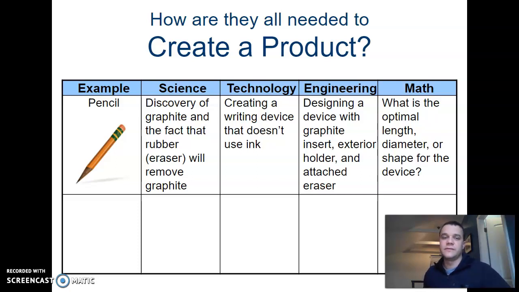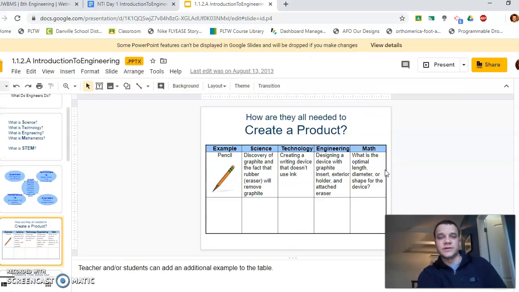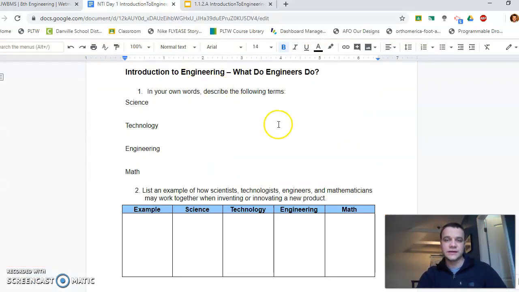How's math involved? Well, math gets involved with how long of a pencil is comfortable to hold, what is a comfortable diameter and shape, and then using that math to help with the design. So that is some of the science, technology, engineering, and math involved in the creation of a pencil. Use that example as you complete your assignment for today.